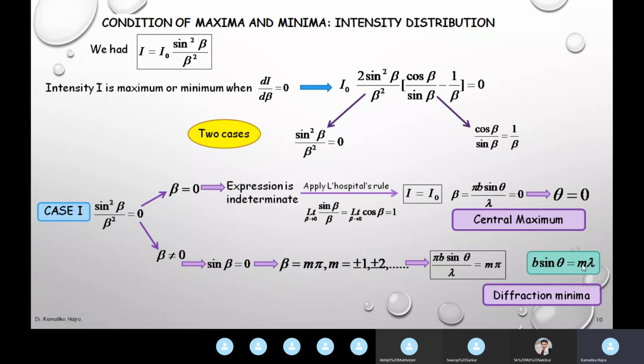Why several? Because for m equal to plus minus 1 we get one minima on either side of the central maxima. For m equal to plus minus 2 we get another pair of diffraction minima, but central maxima is only occurring at theta equal to 0. So on either side of the central maxima, if we are getting diffraction minima at certain intervals, there must be something else between these minima, right? Try to get what I'm trying to say.